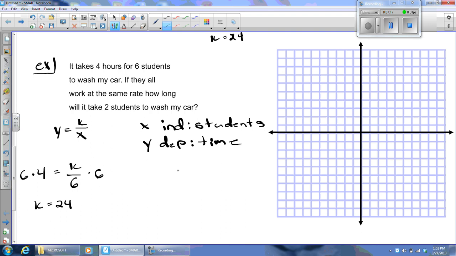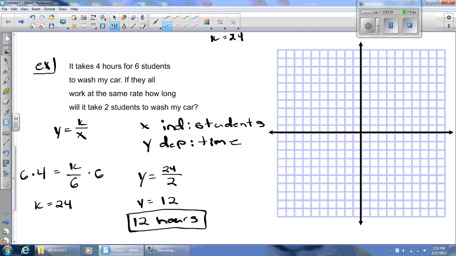If they all work at the same rate, how long will it take 2 students to wash the car? Students is our x, so we're going to do y. We want to know the time. So y equals the constant, 24, divided by 2 students. 24 divided by 2 gives us 12. So it would take 2 students 12 hours. And that's our final answer.